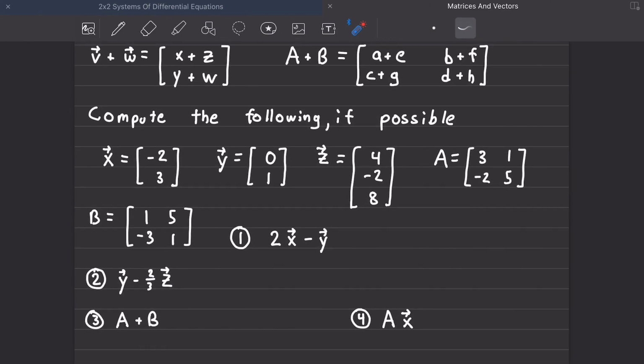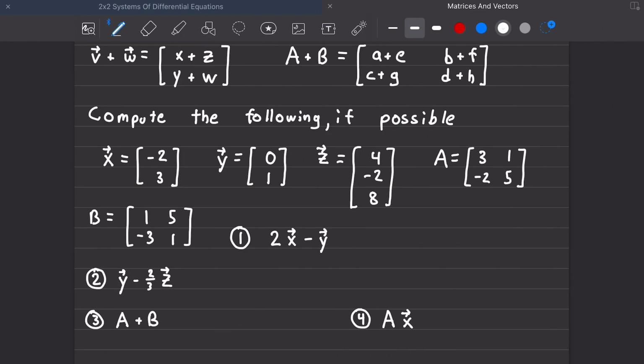Okay, so I know you guys love your examples. Let's take a look at some examples. These are always helpful to get us going in the right direction. So I've labeled everything here and I've said compute the following if possible. As always, take a second, try these on your own, and then you can play the video and see my explanation. Okay, let's jump right into it.